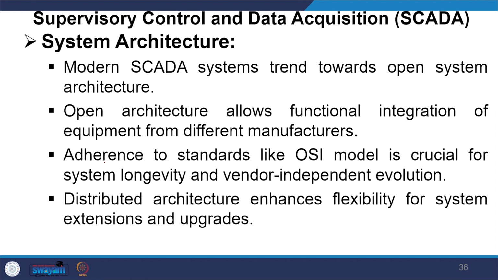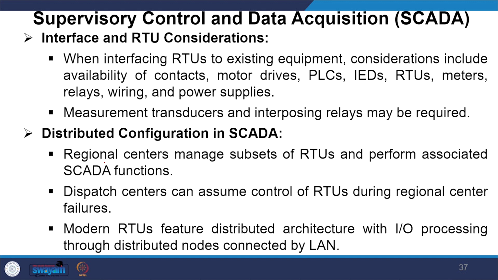The system architecture: in the case of the modern SCADA system, the trend is towards open system architecture, and open architecture allows functional integration of equipment from different manufacturers. Interoperability and adherence to standards like the OSI model are crucial for system longevity and vendor-independent evolution. Distributed architecture enhances flexibility for system extension and upgrades. Now, the interface and RTU considerations.